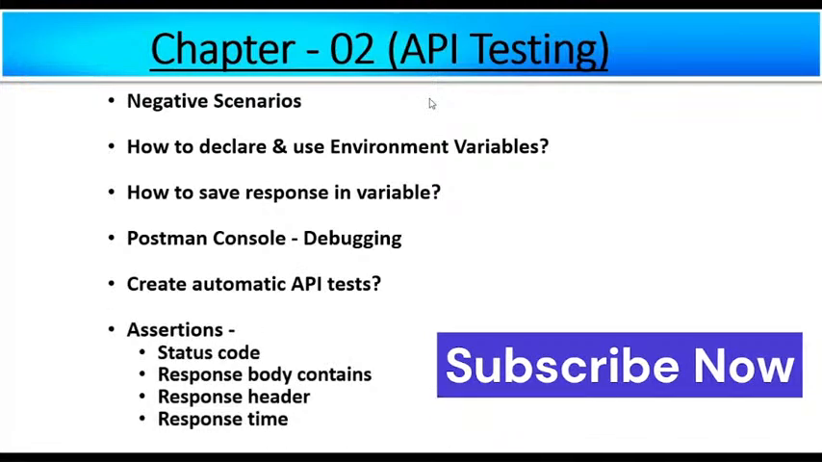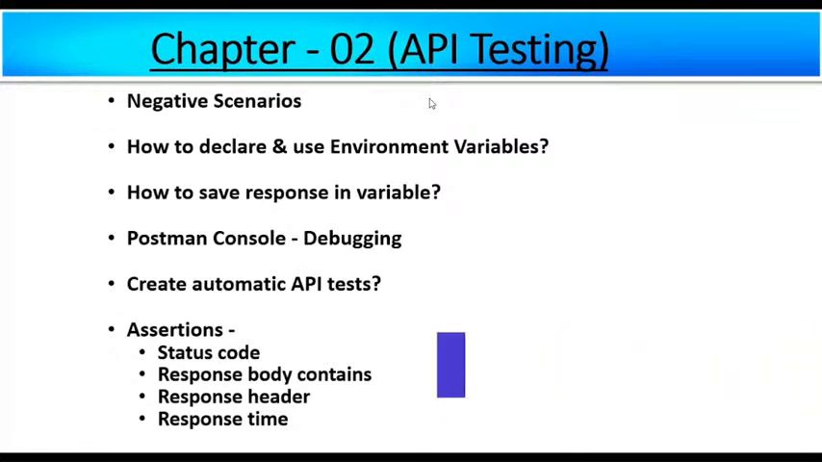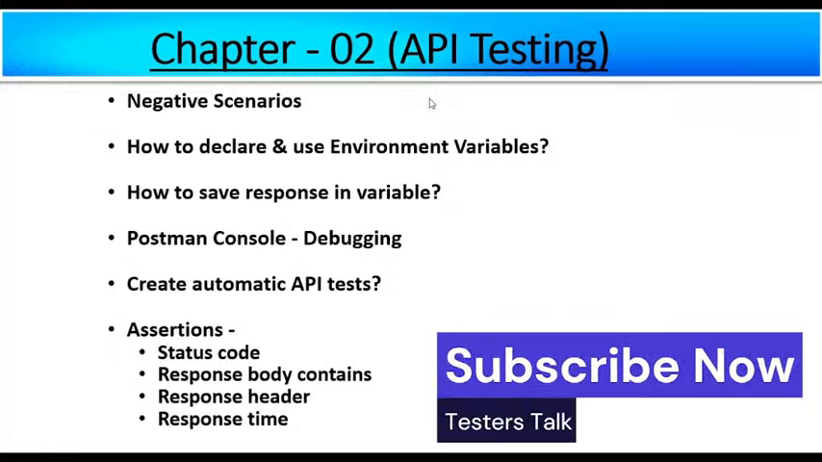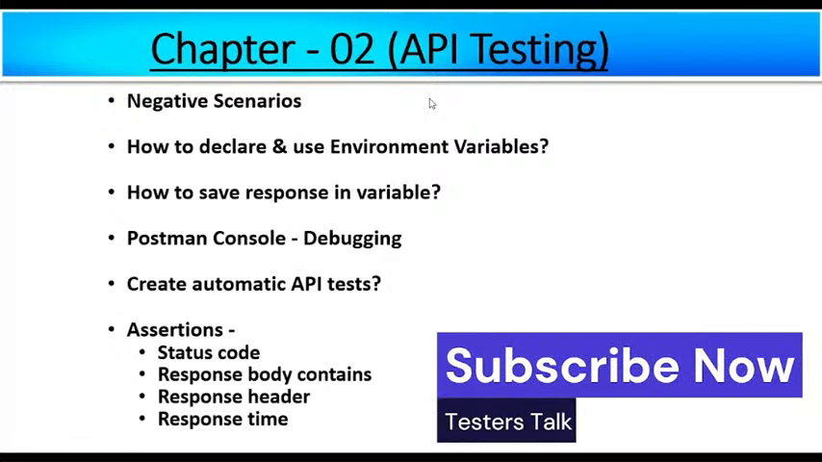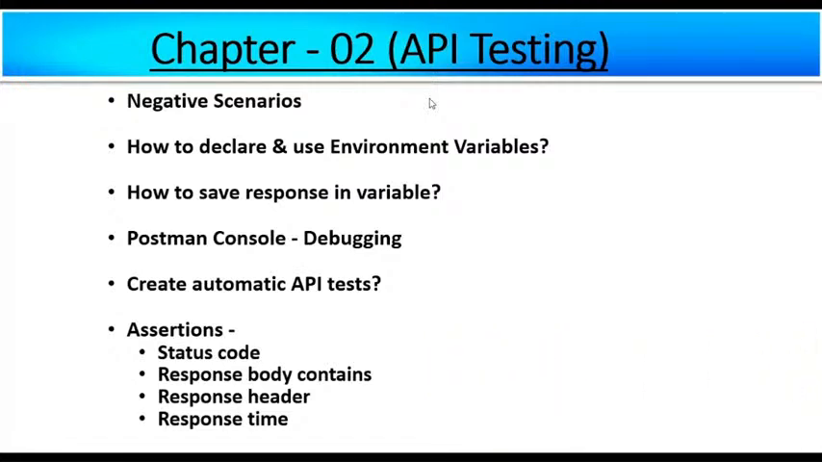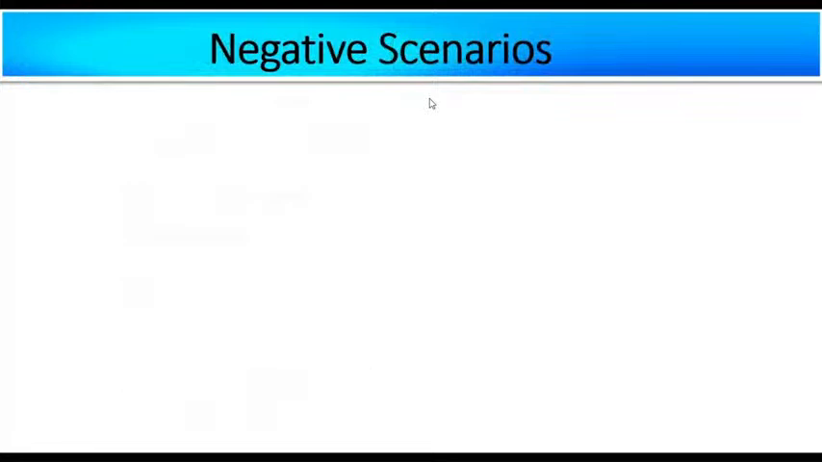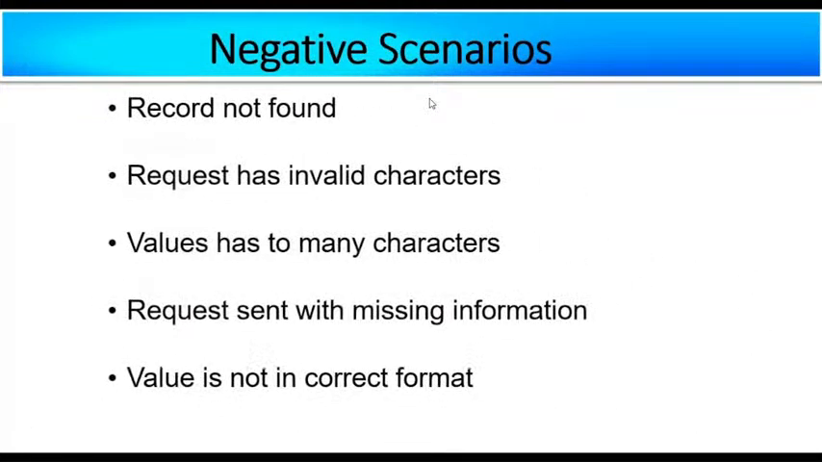Finally, we will assert the status code and that the response body contains a specified string. Then I will discuss how to assert the response header. Then finally I will discuss how to assert the response time. So let's start discussing the negative scenarios. With respect to that, we will create a couple of negative API requests in the Postman.